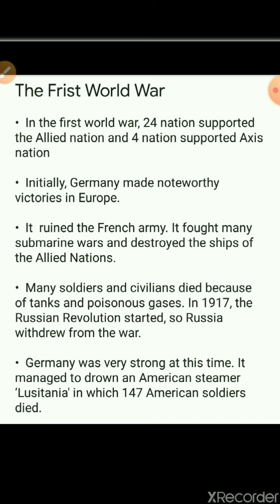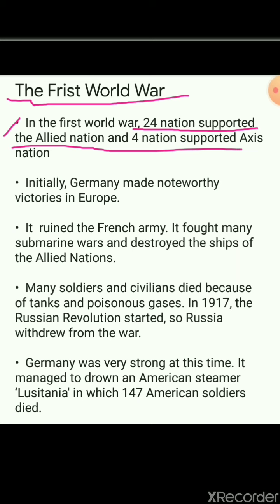So now we shall start with the First World War topic. Okay students, the First World War. In the First World War, 24 nations supported the Allied nation and 4 nations supported the Axis nation. The Allied nations were the European nations, and among the 4 nations which supported the Axis nation, there was Germany.